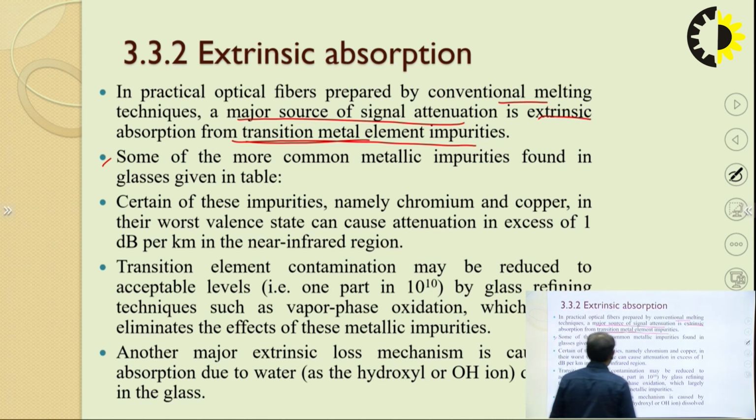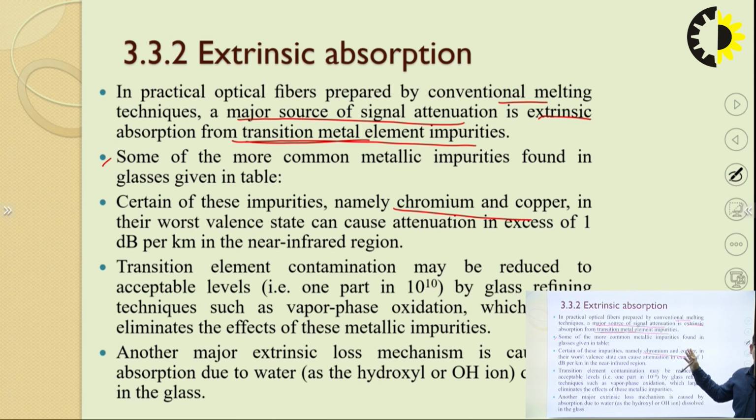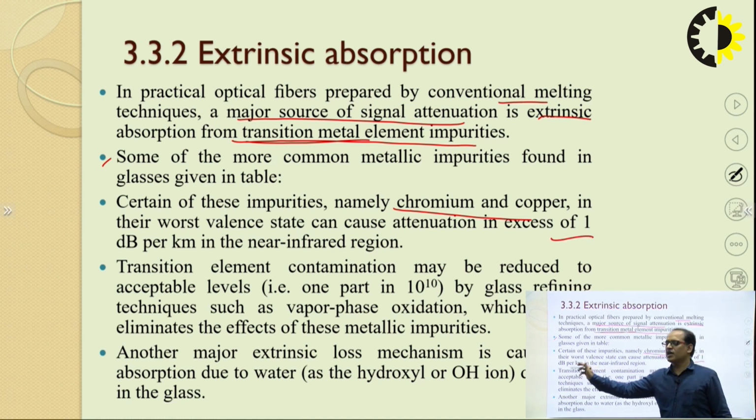So these impurities are generally copper and chromium, which cause an attenuation of 1 dB per kilometer in the near infrared region.